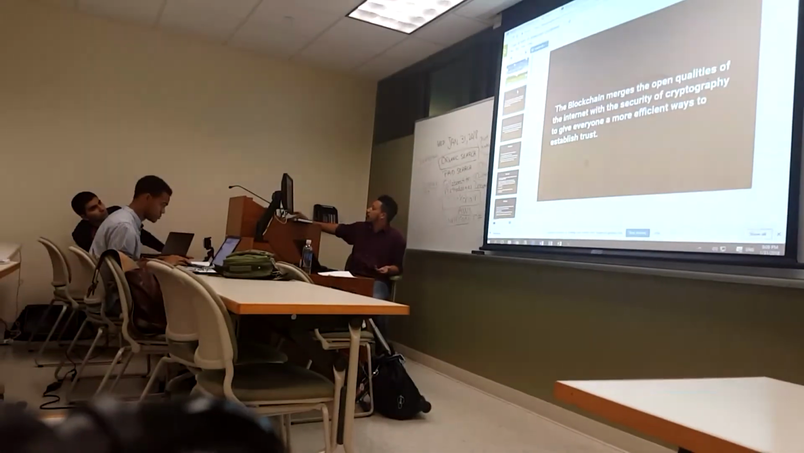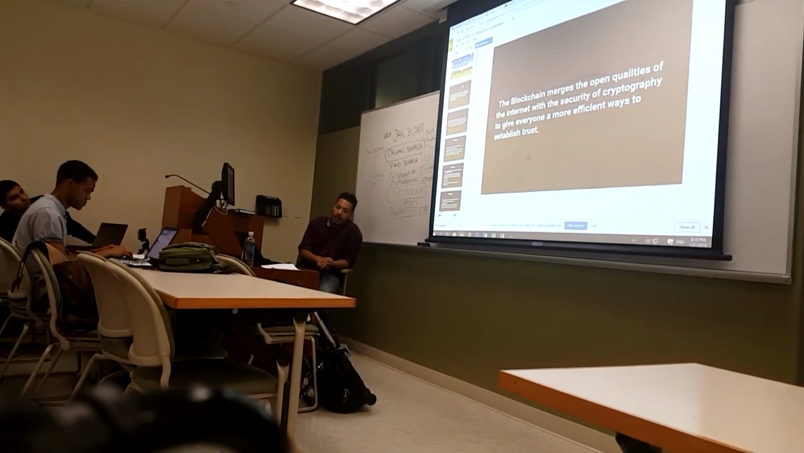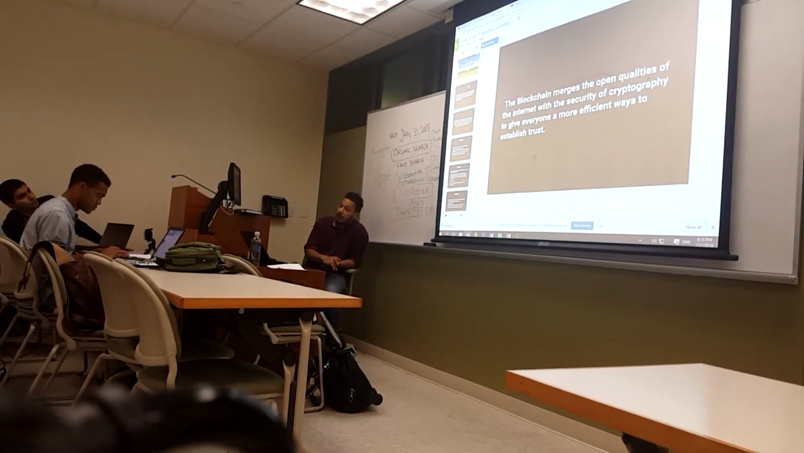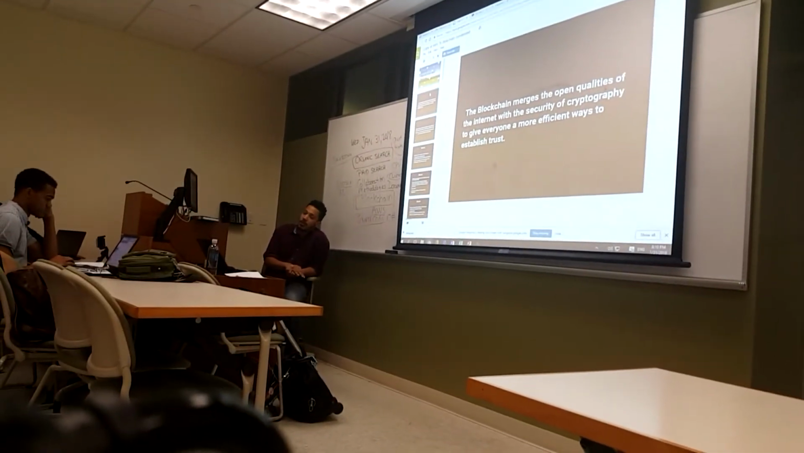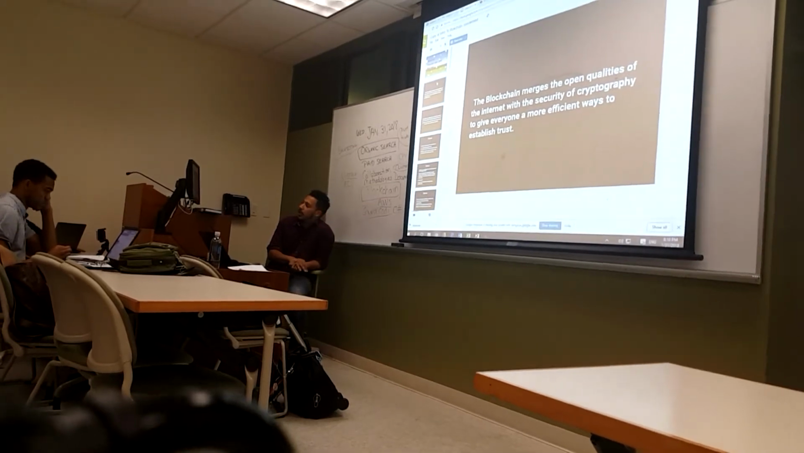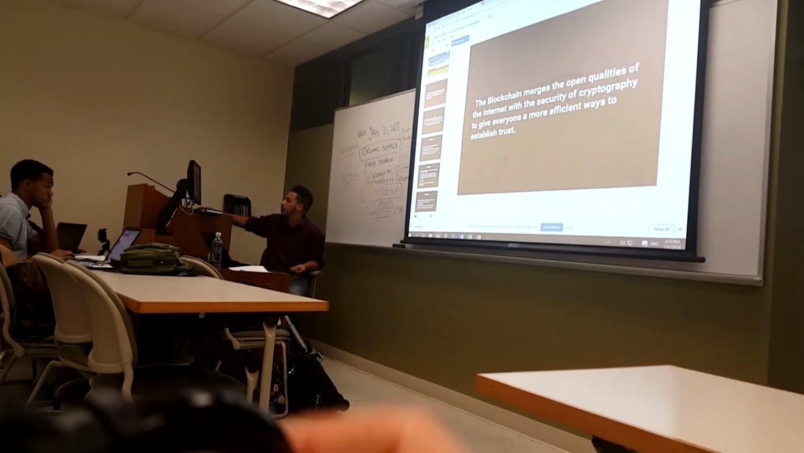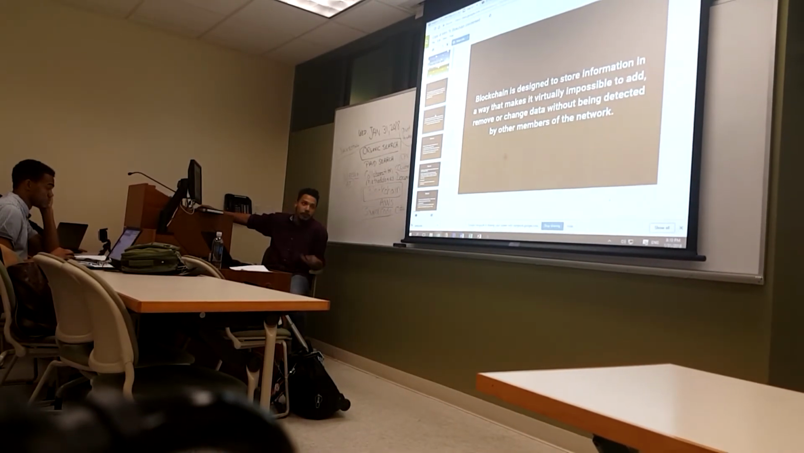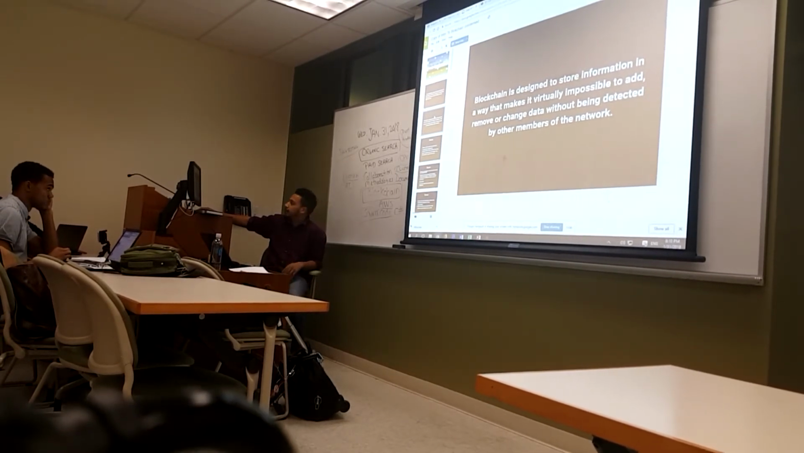So, the blockchain merges qualities of the internet with the security of cryptography. That is to say that anyone with internet can use Bitcoin, for example. And it is guaranteed within its own protocol to be secure whenever you send money to one person. It is guaranteed to get to that one person through the use of public key cryptography. And it is a way to store information in a decentralized manner that is 100% safe, secure. It's never been hacked.